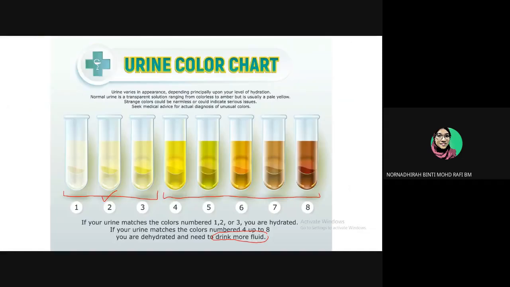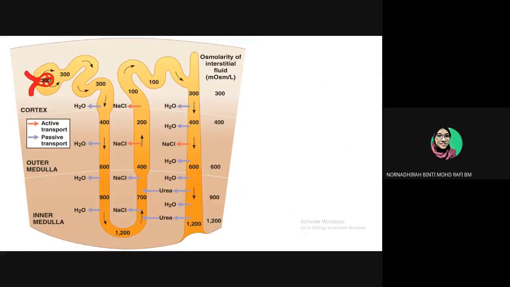Okay, then kita tengok pula apa step by stepnya. Sebelum tu kita nak tengok, tengok kat sini. The numbers here inside nephron and also in the medulla, atas ni adalah cortex. Bawah ni adalah medulla. Atas ni adalah cortex. Okay, so look at here. We will play with the numbers here. Kita akan main dengan number saja.